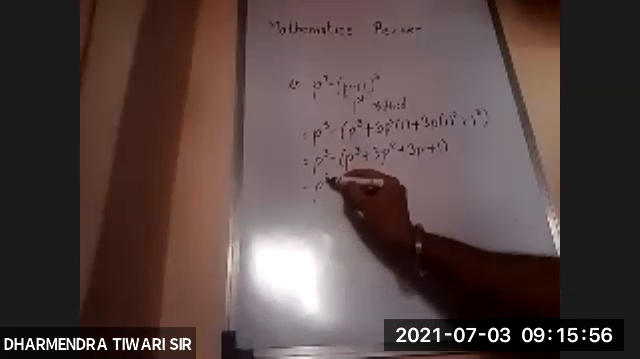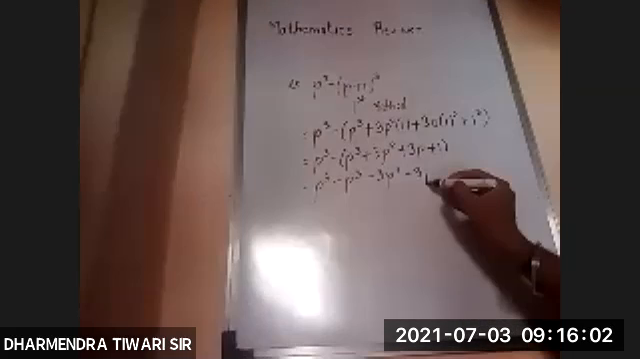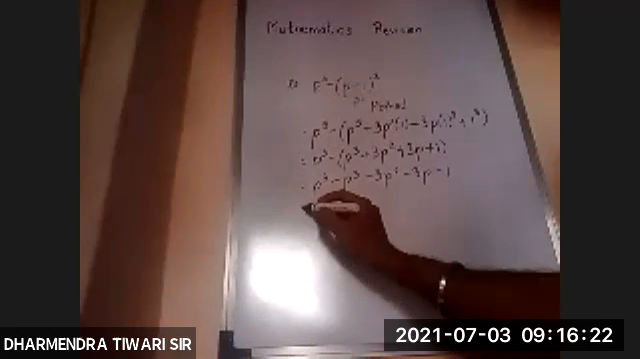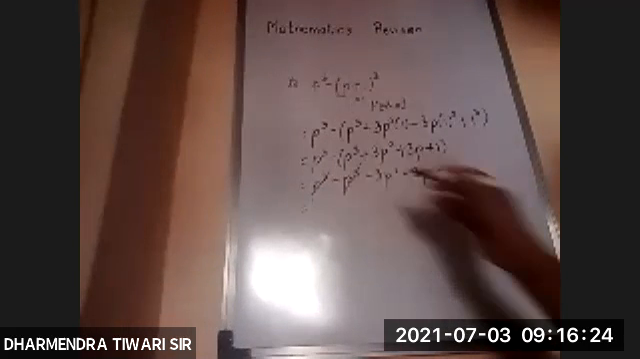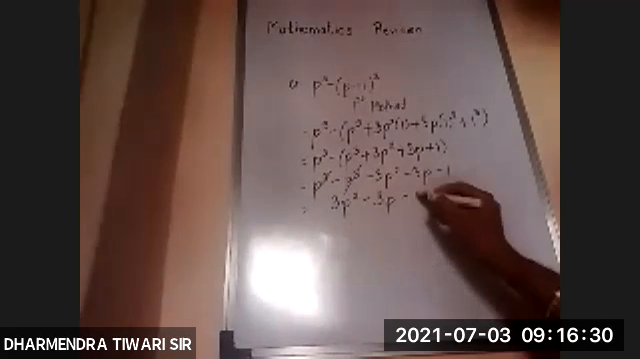After opening a bracket, what you get? p cube minus p cube minus 3p square minus 3p minus 1. As I've told you, we have a subtraction sign outside the bracket. Then after opening a bracket, each and every sign will take its opposite form. So plus p cube minus p cube gets cancelled, leaving minus 3p square minus 3p minus 1.